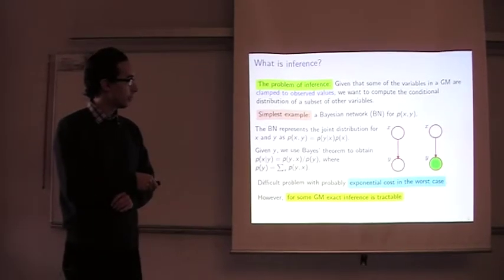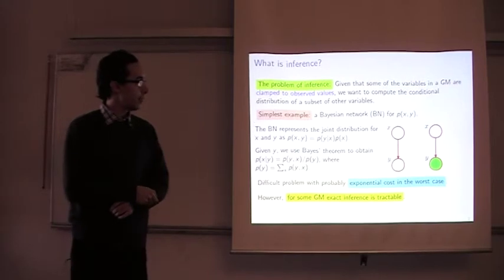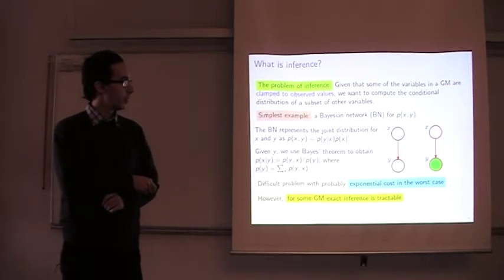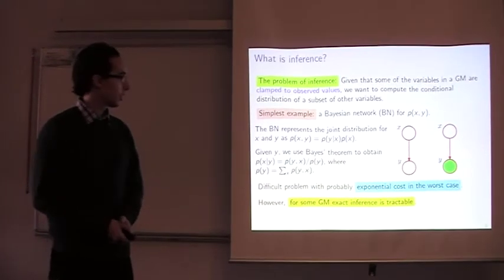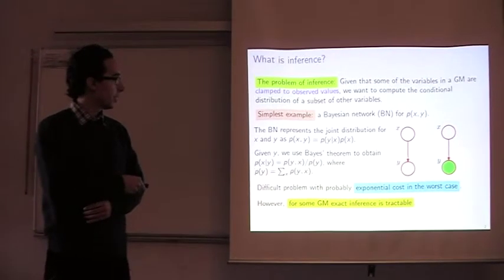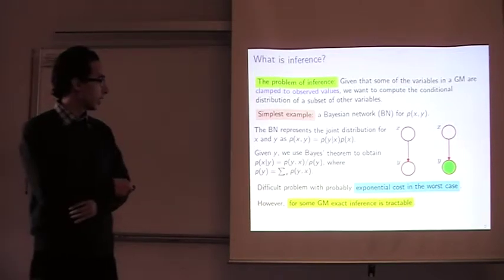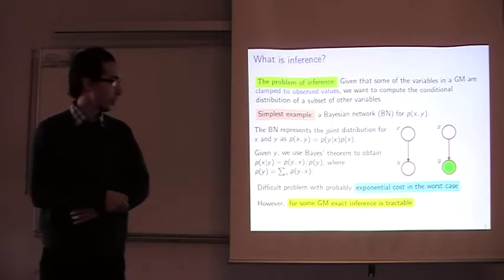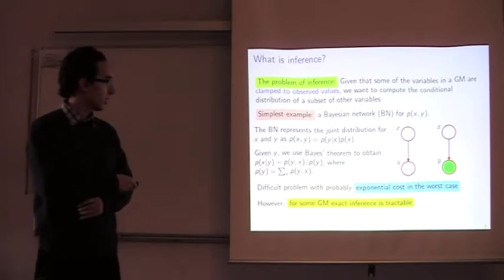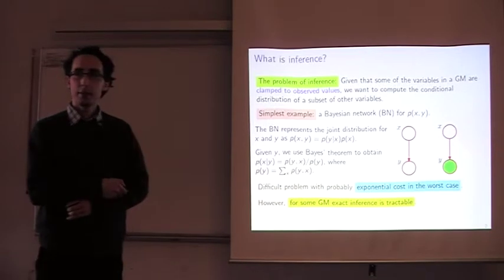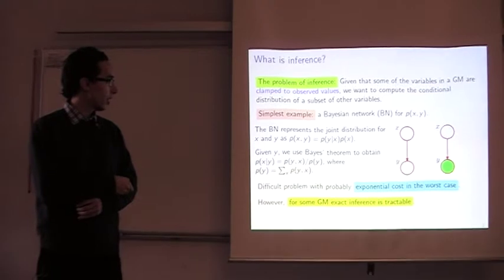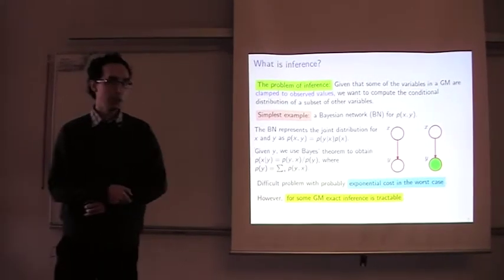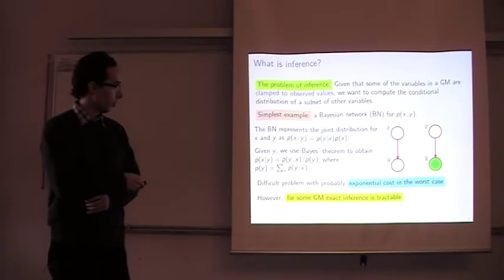We observe then the value of y in this graphical model. We denote that by shading the node of y, and then we can ask about the conditional distribution of x given y. We can obtain that conditional distribution using Bayes' theorem, which states that the conditional distribution of x given y is just the joint divided by the marginal distribution of y, which is obtained by summing out x in the joint distribution. This is the sum rule.